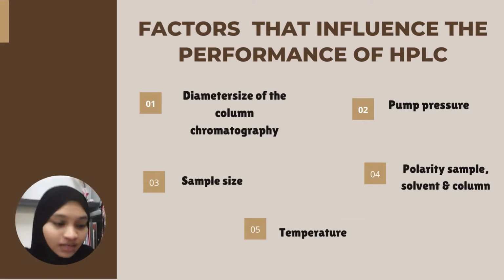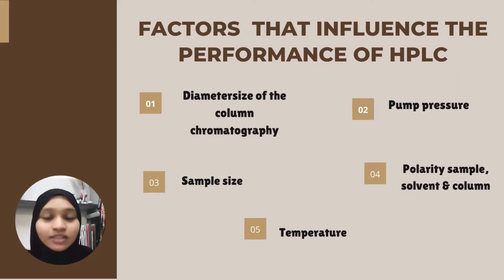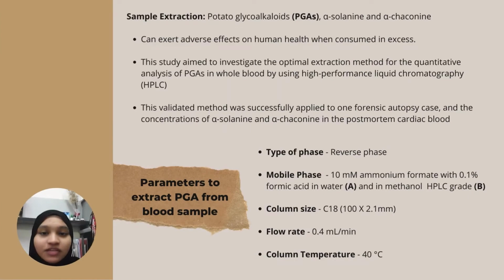Next is pump pressure. High separation occurs under high pressure. For sample size, it depends on the molecular weight and the chemical compound structure. Number 4 is polarity of the sample, solvent and the column. And number 5 is the temperature. The higher the temperature will conduct higher separation. So the sample extraction is potato glycoalkaloids, or known as PGAs, alpha-solanine and alpha-chaconine.